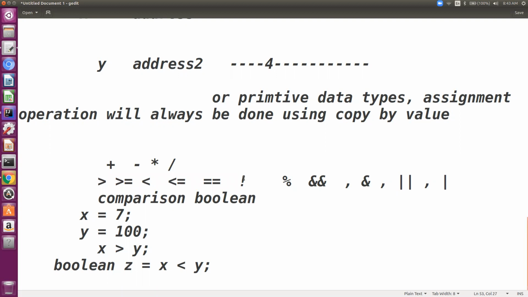The not operator is simply an inverse. If it is true it becomes false, if it is false it becomes true. Also there was not equal to, like x not equal to y. What will be the output of this? True. Correct. And what will be the output of this? True. Correct. Excellent.